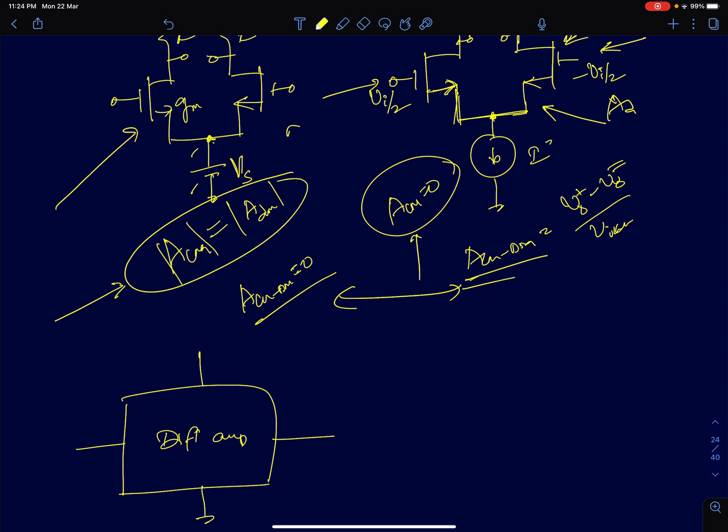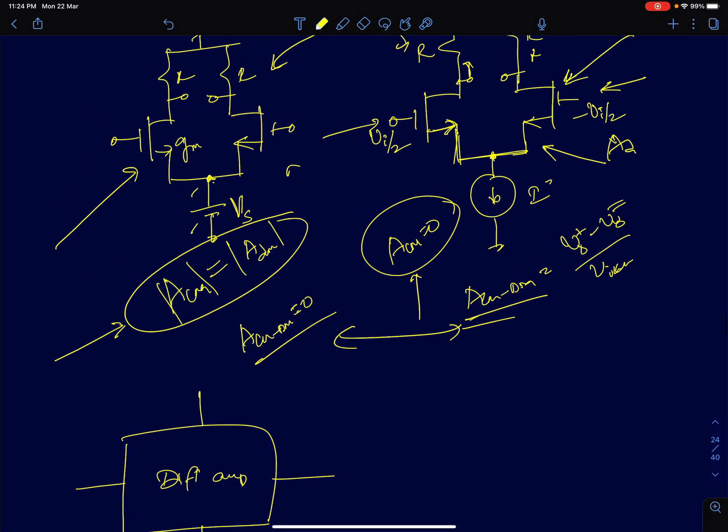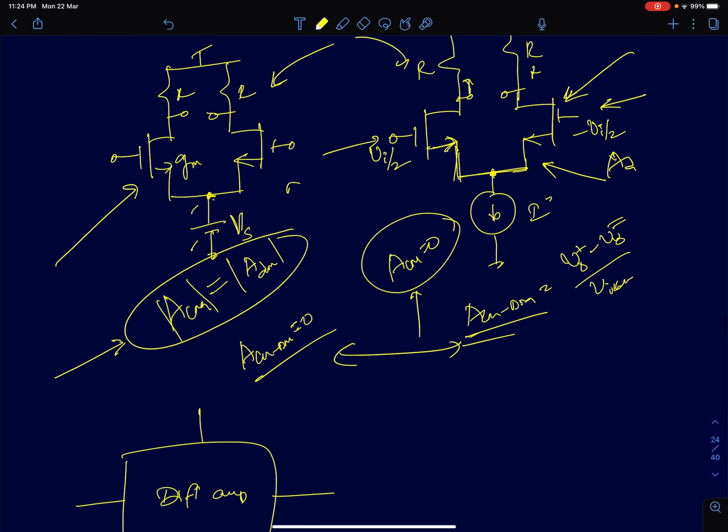Now I'll introduce you to a simple systematic procedure to calculate these three parameters without having to analyze the full differential pair. The method in which I was calculating ADM, ACM and ACM DM is that I analyzed both the transistors, both the amplifiers which comprised the differential pair, and then calculated all these parameters.